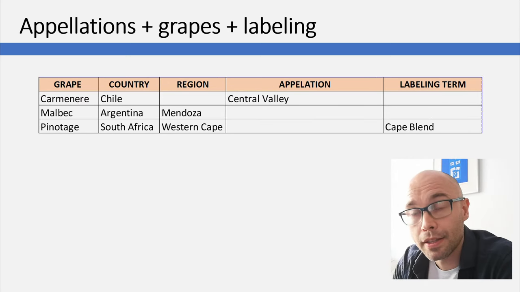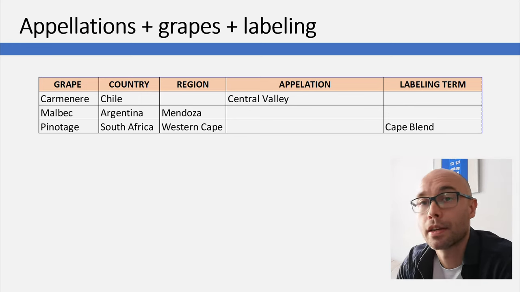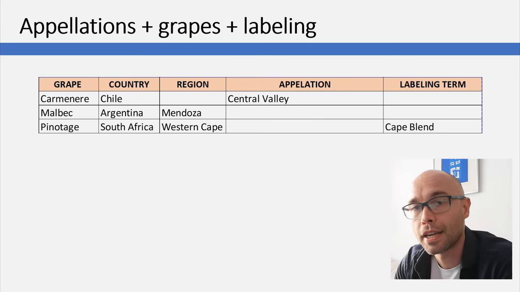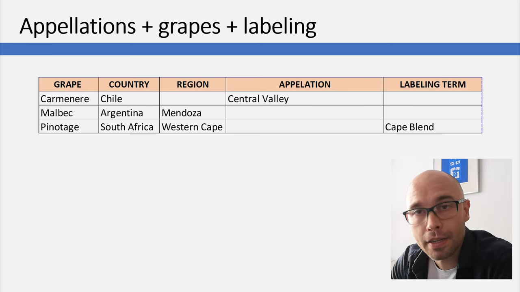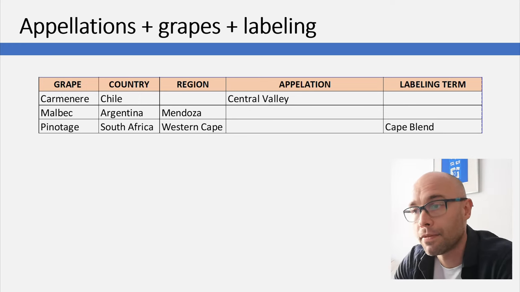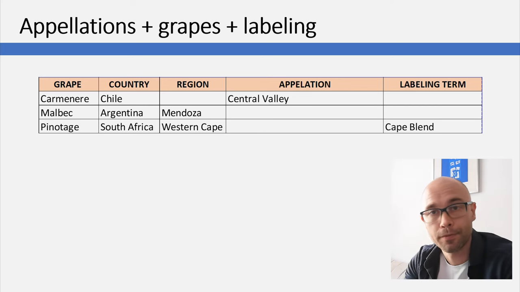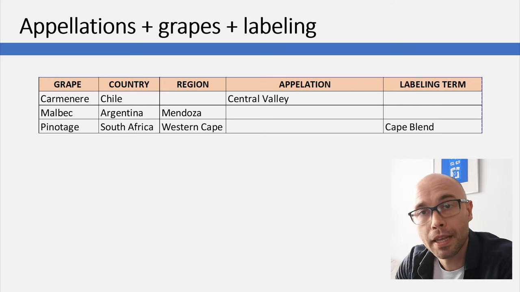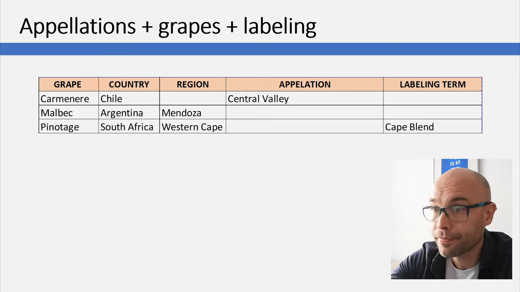Three specific grape varieties to their regions are Carmenere, Malbec, and Pinotage. Carmenere is connected with Chile, to the region of Central Valley. There's more appellations for Carmenere in Chile, but for now you just need to remember these ones. Malbec is connected with Argentina and specifically Mendoza Valley, and Pinotage for South Africa and Western Cape. And like I said, for Merlot and Cabernet, Cape blend indicates Pinotage blended with other international grape varieties.